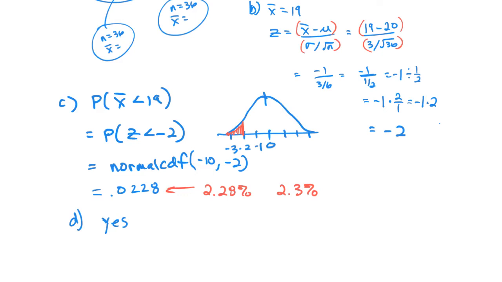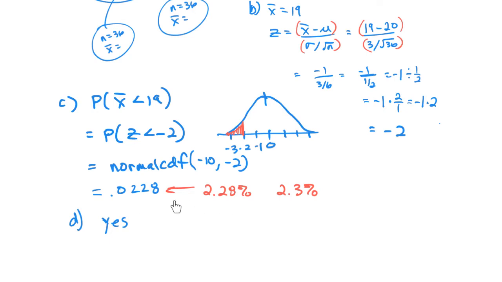We'll actually talk about this in hypothesis testing. Some people think this is unusual. In research, some people will say if you get something that has a 5% chance of occurring, it's unusual. Others say, no, I'm going to use 1%. So you can make an argument either way. But according to our author, it's yes. Again, it just depends on your opinion.